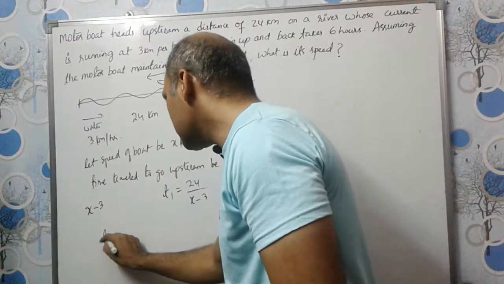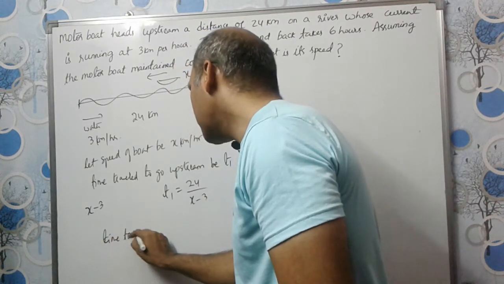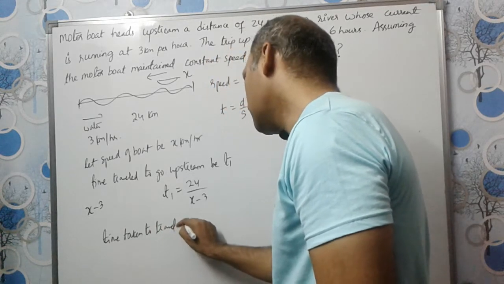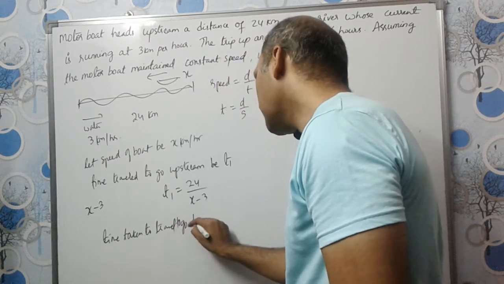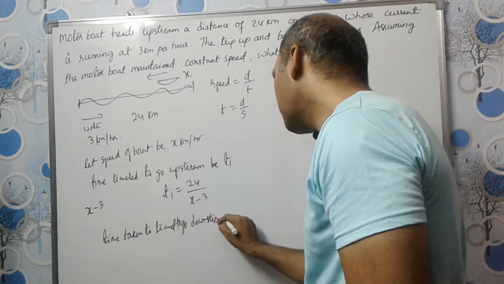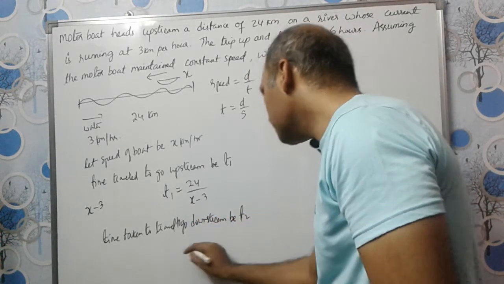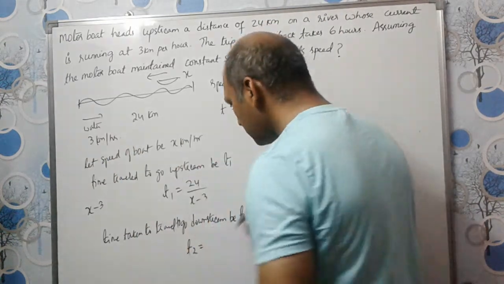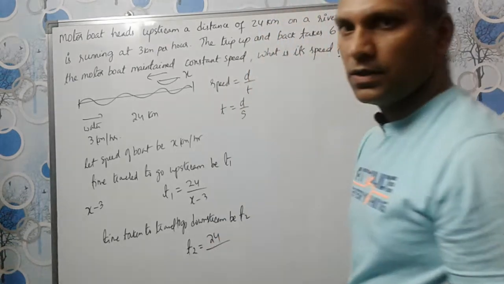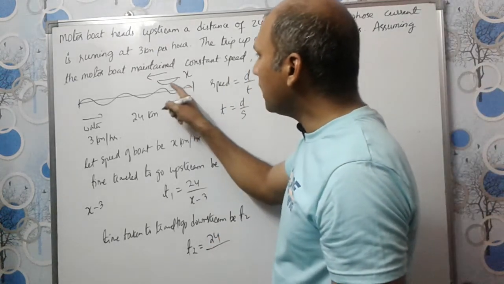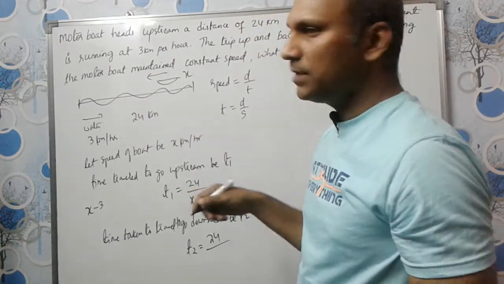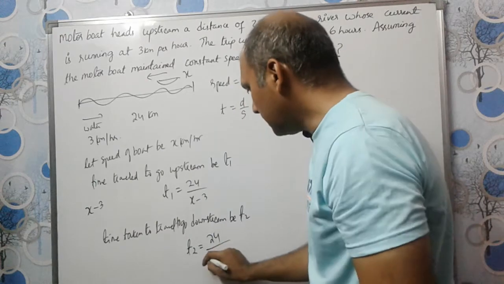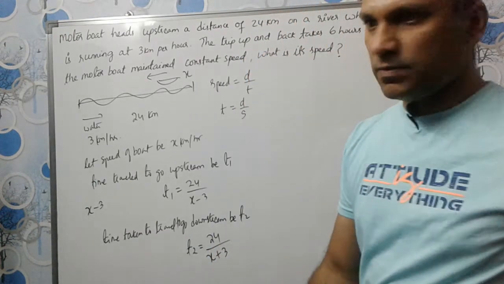Similarly, let us take time taken to travel to go downstream, let it be t2. So t2 will be equal to, see, the boat is coming back again. So distance of the river is not changing, 24, right? What will be the speed now? It is coming downstream now. The water is going in this direction and the boat will also come in this direction. In that case, speed will be added, x plus 3.